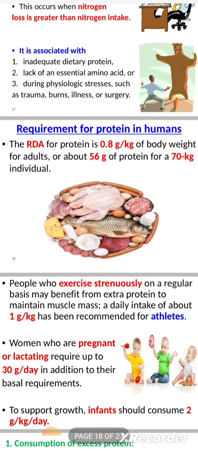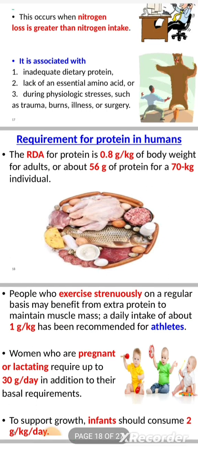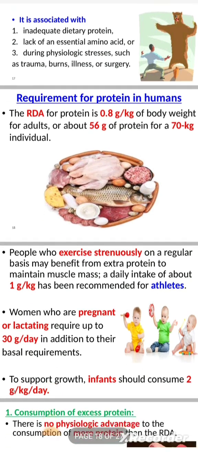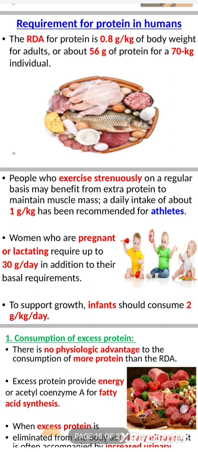The recommended dietary allowance for protein is 0.8 gram per kilogram body weight. Adults consume about 56 grams for a 70 kilogram individual. Not too much; much more comes from carbohydrate, less from protein. People who exercise strenuously need much more protein, because of muscle breakdown. Athletes are recommended 1 gram per kilogram, which means about 70 grams.